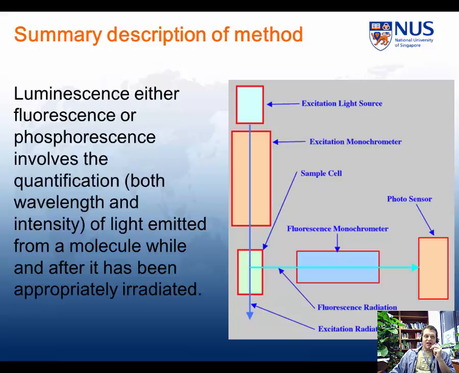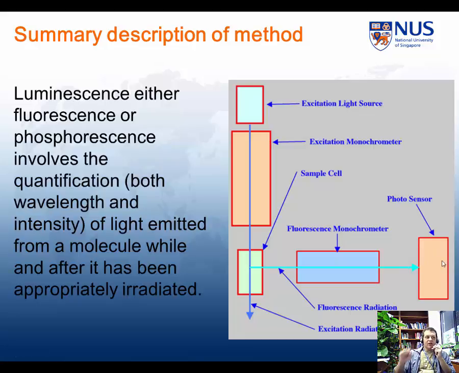But in spectrofluorimetry, which is what this technique is called, there is another monochromator, a fluorescence monochromator, at 90 degrees to the light beam, and your sample cell has 4 optical sides rather than just the 2 optical sides for UV visible spectrophotometry. And then that emitted light is then measured.